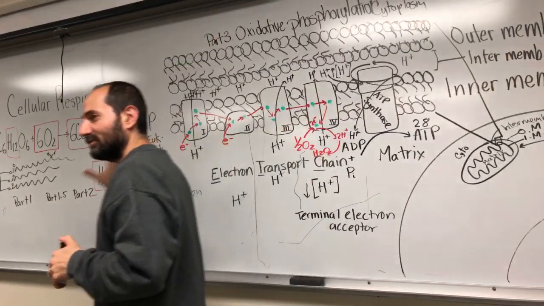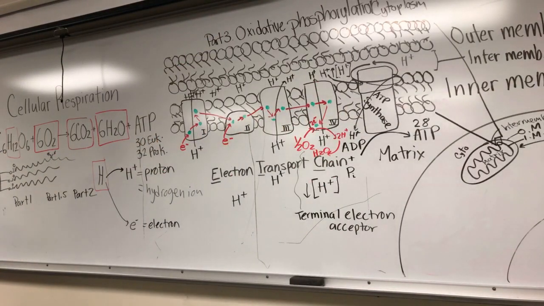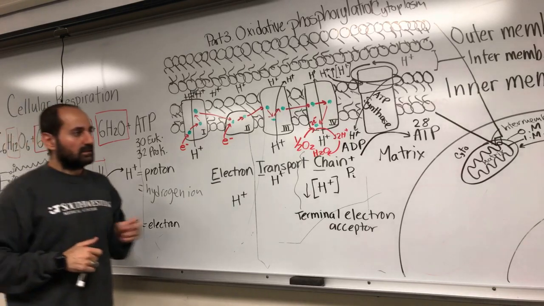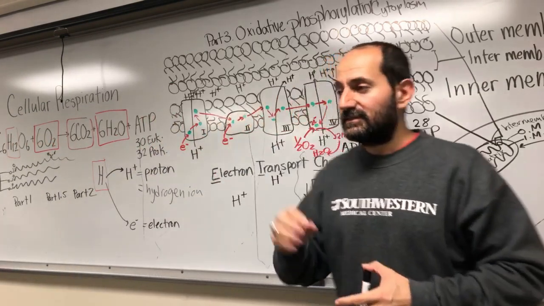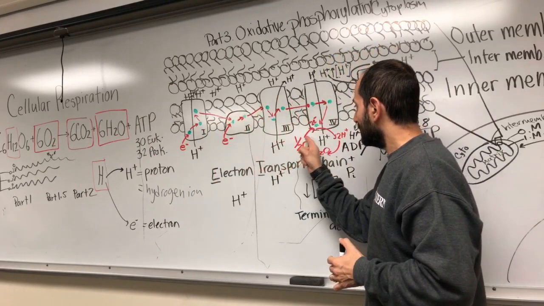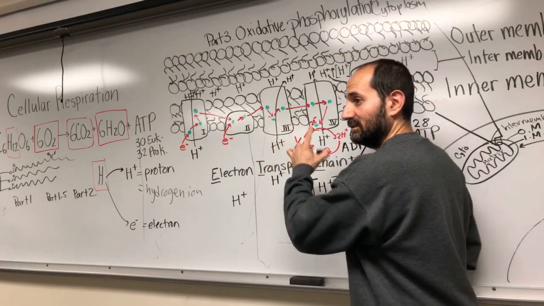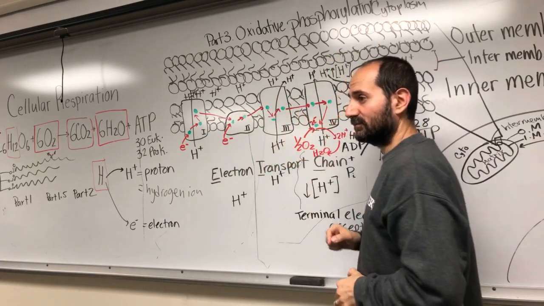Any questions about it so far? Yes. For the terminal electron acceptor, is that the name it gets when it's in the mitochondria? The terminal electron acceptor is anything that comes along and picks up the electrons at the end of this particular run, from complex 4.